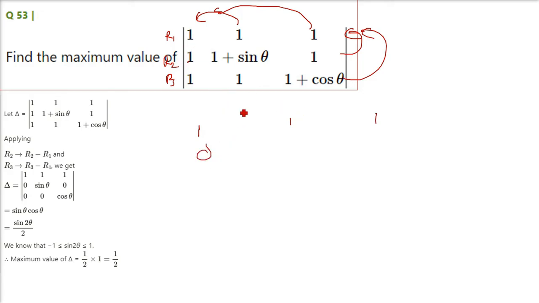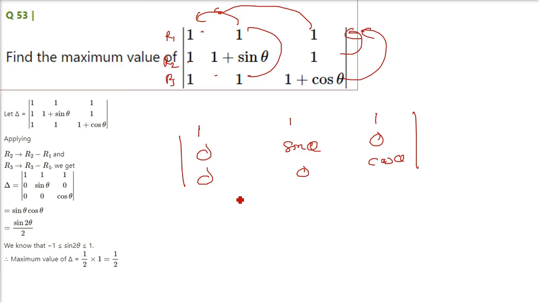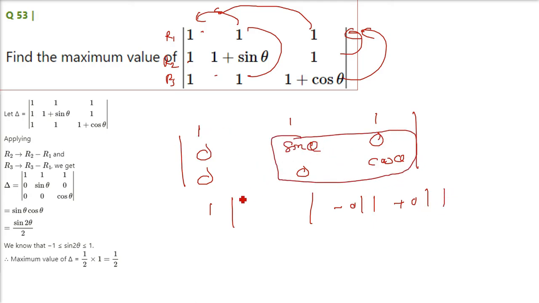So I am writing the first row, and I am subtracting the first row from the second row. Similarly, the subtraction of R3 minus R1 will give you 0, 0 and cos theta. Now just open it using the first column. So it will be 1 into something minus 0 and plus 0 into something. So it will be sin theta, 0, 0, cos theta. So it will be sin theta cos theta simply, minus 0. So it will be sin theta cos theta.